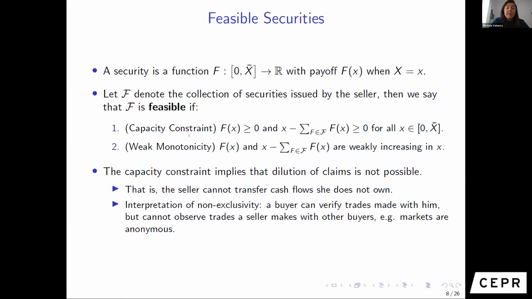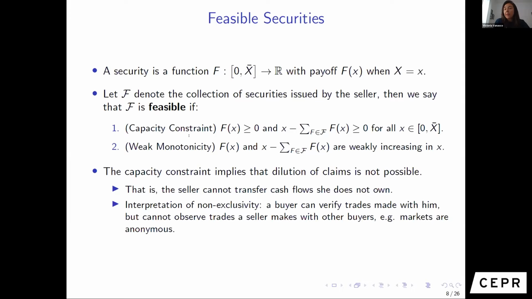The way we interpret this within the non-exclusivity setting is that as a buyer here, you can verify trades made with you, okay? So this is a transaction. Think of a deposit or a transfer of cash you do. In the spot market for these particular cash flows, we can verify that these cash flows have been transferred to me. Therefore, these cash flows cannot be transferred to anyone else, okay? However, even though you can verify transfers if you are in the transaction, you cannot observe the trades that a seller makes with other buyers, okay? So in some sense, we should think that this relates to market anonymity, that there's no market where I can observe all of the trades that you're entering into, okay?